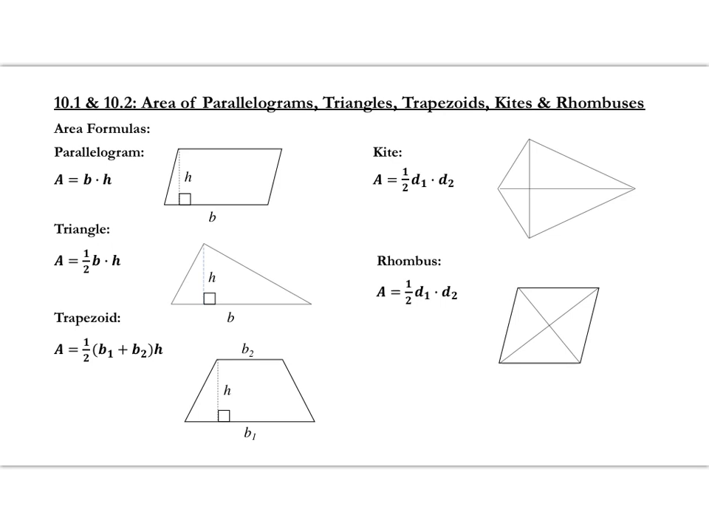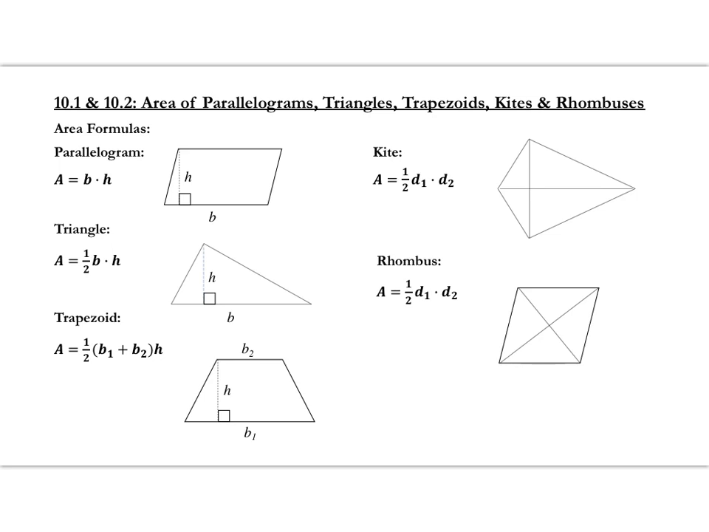So today we're starting chapter 10. Chapter 10 is a lot about area of different things. So the first section right off the bat is area of shapes that we talked about in chapter 6. So we're looking at parallelograms, trapezoids, kites, rhombuses, and they also threw triangles in here again.